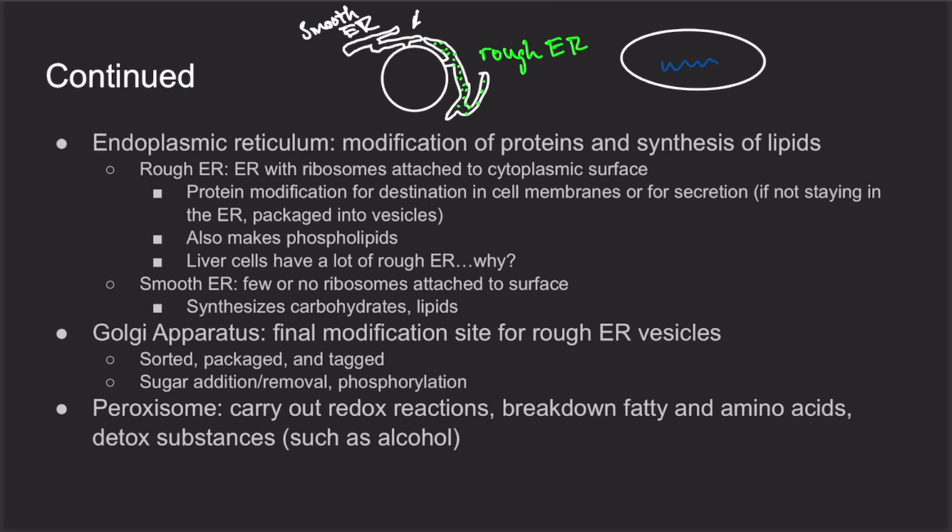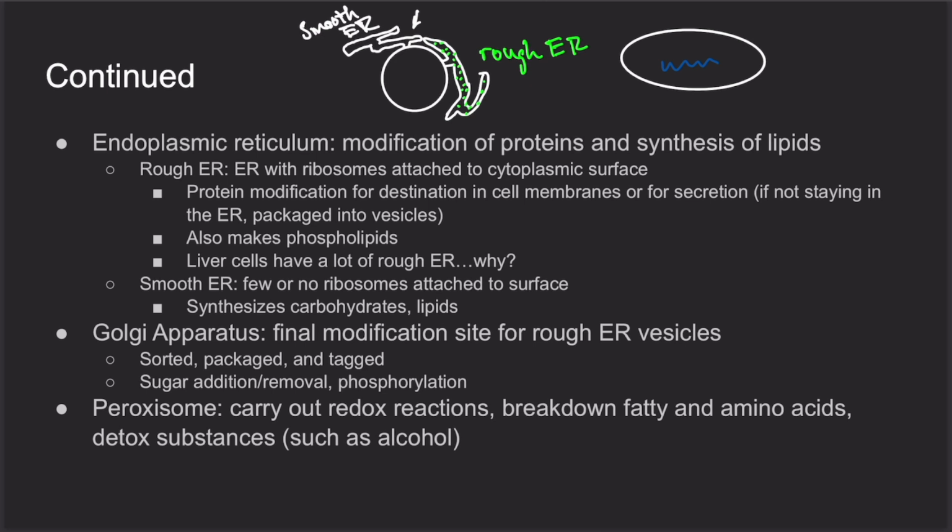Okay, so now let's talk about the smooth ER. It has few or no ribosomes attached to the surface, right? That's smooth versus rough. It's kind of simple. It's based on what it looks like. And the job of the smooth ER is to synthesize carbohydrates and lipids.